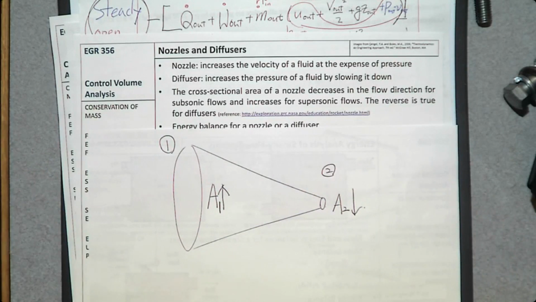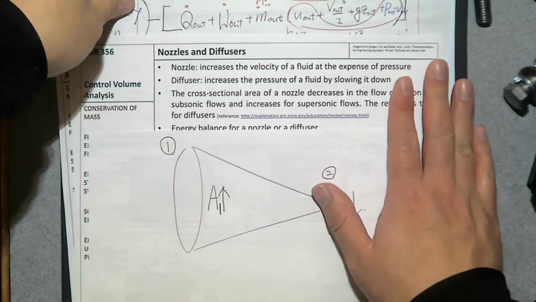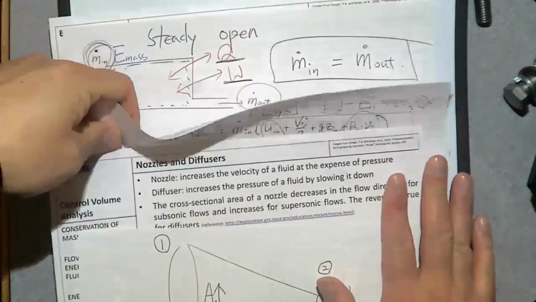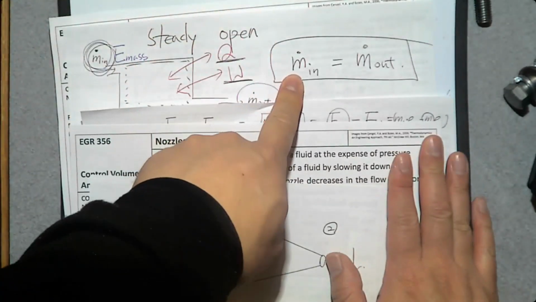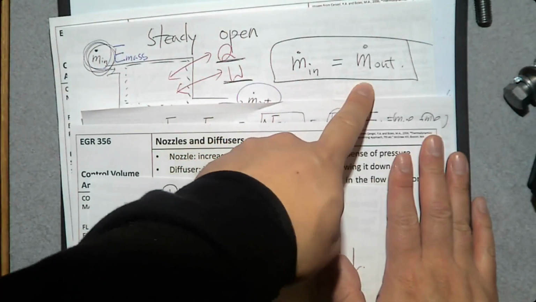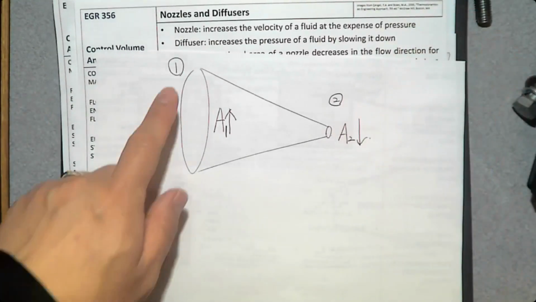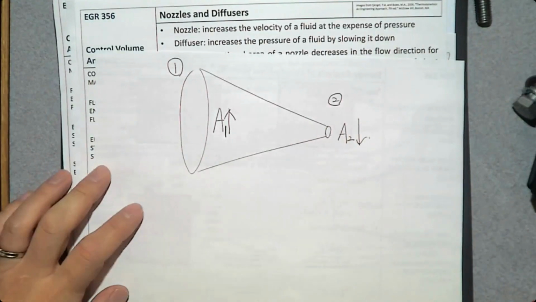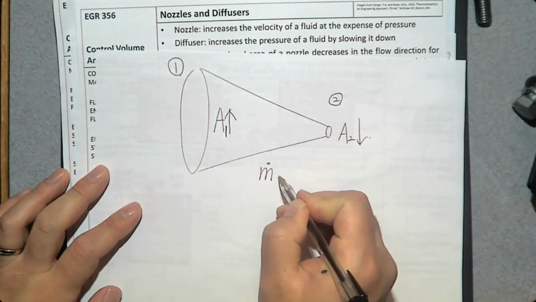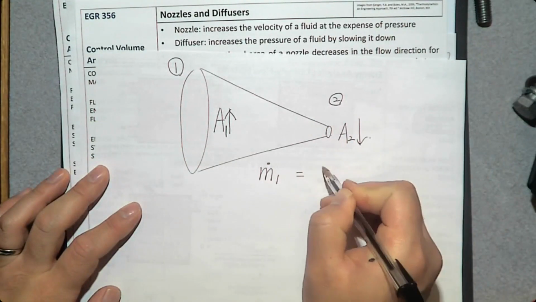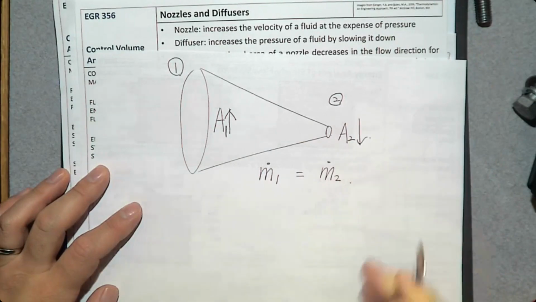There are only 2 conservation principles that we study in thermodynamics. The first one is mass conservation. What is the mass conservation equation? M dot at the inlet is the same as M dot at the exit. Inlet is number 1, exit is number 2. M dot at the inlet, number 1, should be the same as M dot at the exit.